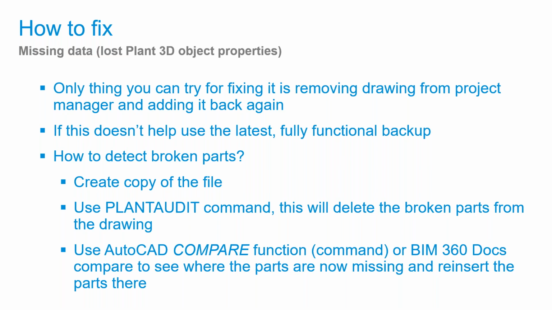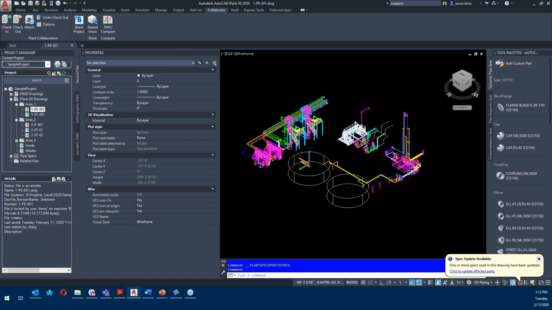So that's an option. Detecting if something's broken in there, how do you know if something's wrong? Well, there are some options you can use. There's a command called plant audit that will check for those broken or corrupted parts and actually take those out. And then a lot of times you can use something like AutoCAD compare to see if something's changed. Because if you know there's an issue somewhere and you run plant audit, you may not know what it's deleted. So I can show an example of that here if I bring this up. So this is a plant model. Let's say I've just run the plant audit command.